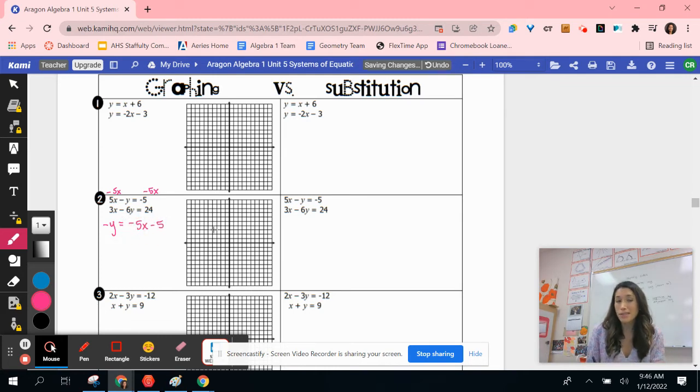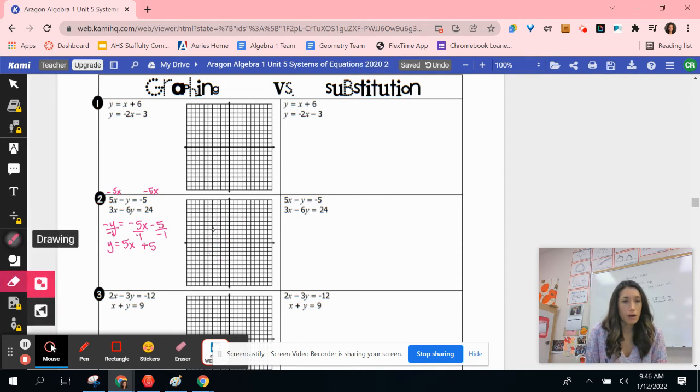Now, because I want this to say y equals, I'm going to divide everything by negative 1. And that's going to give me y equals positive 5x plus 5. You can then graph that equation on your coordinate grid here. Okay. Now our second equation, I'm going to do in blue, is we'll subtract 3x on both sides. Now when I do that, I get negative 6y equals negative 3x plus 24.